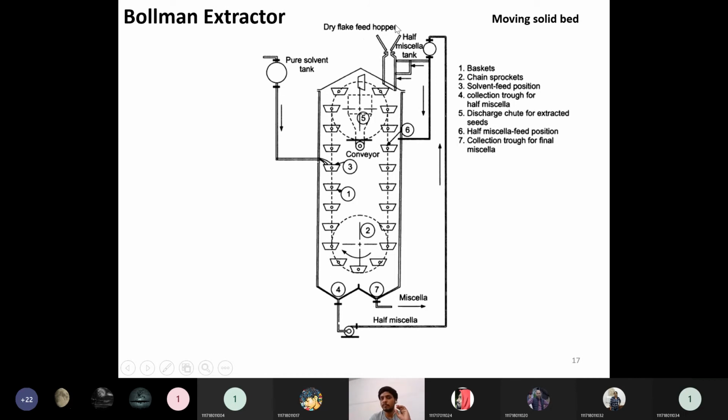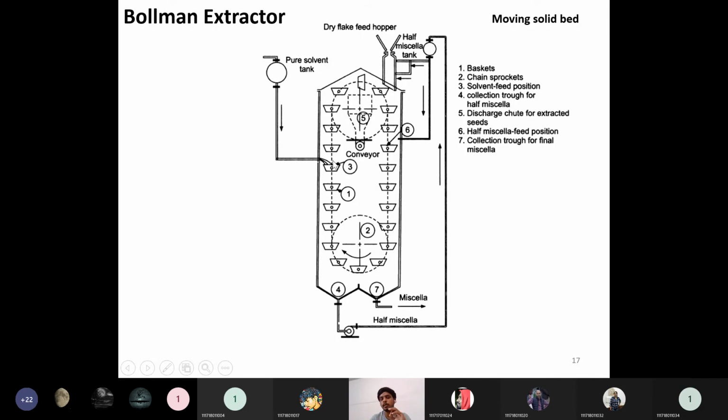So the solids will be fed down, the dry flakes or whatever the solids are there, whether it may be mine ores, or whether it may be seeds, groundnut seeds or something. When we are extracting the oil or leaching out oil, the solids will be flowing, and these solids will be caught by this bucket, and it will be revolving like this.